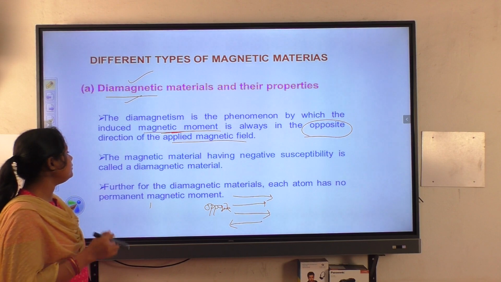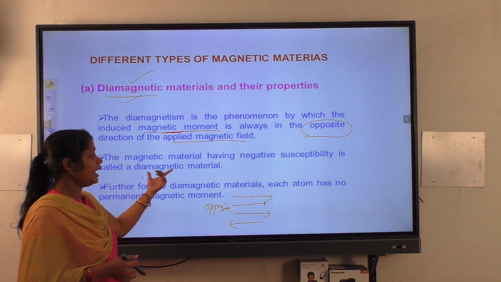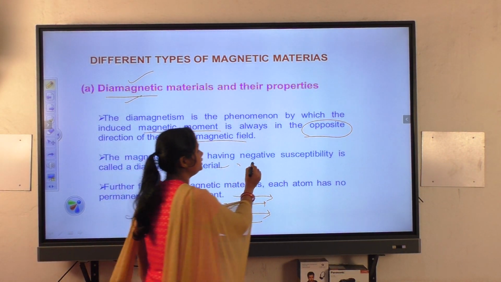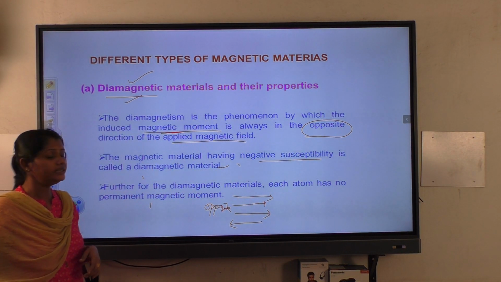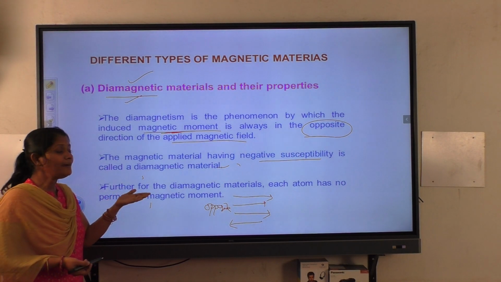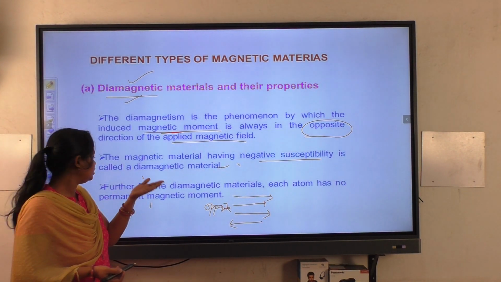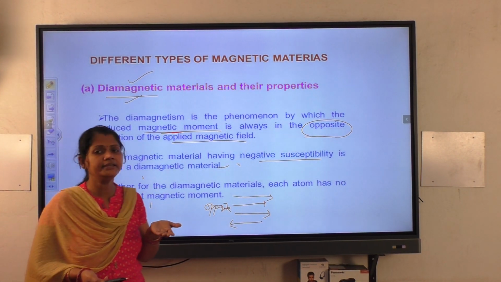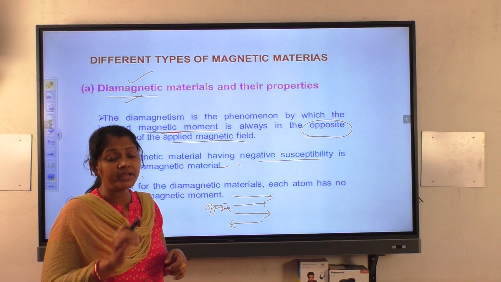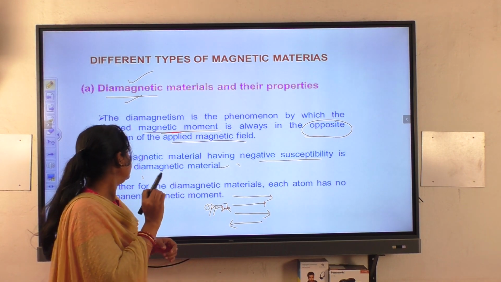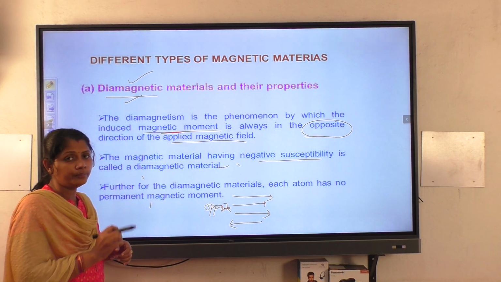A diamagnetic material has negative susceptibility. Materials which have negative susceptibility are called diamagnetic materials. Further, for the diamagnetic material, each atom has no permanent magnetic moment.